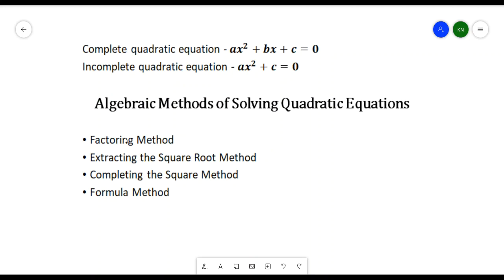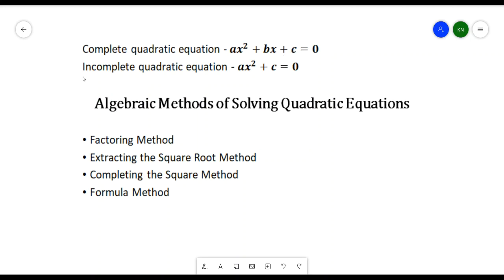Now, we have two types of quadratic equations. We have the complete quadratic equation and we have the incomplete quadratic equation. The complete quadratic equation takes the form of this one, which has all the terms needed: the highest exponent, which is squared, the term with exponent of 1, and the constant.